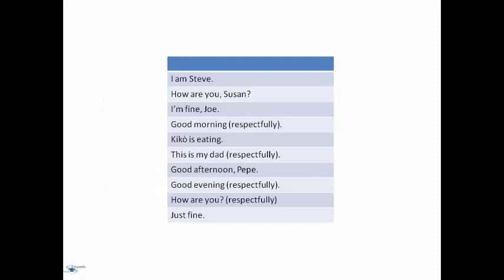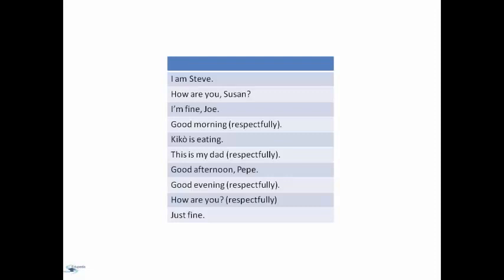I am Steve. How can you say that in Tagalog? Very good. Ako si Steve. How about, how are you, Susan? How do you say that in Filipino? Very good. Kamusta ka, Susan? How about, I'm fine, Joe? In Filipino, very good. Mabuti naman ako, Joe. Again, when you say Filipino and Tagalog, that is the same, okay?